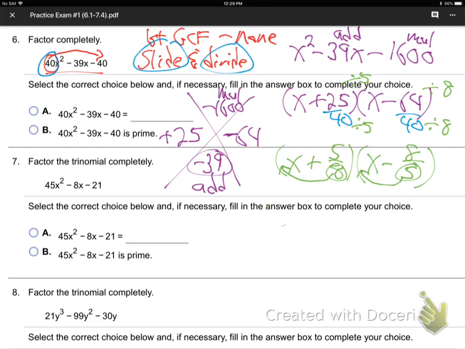Whoops, this is a hard one here. So this is going to be 8x plus 5, 5x minus 8. Whew, that was indeed a tough one.